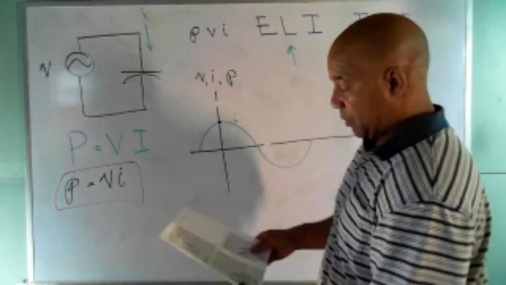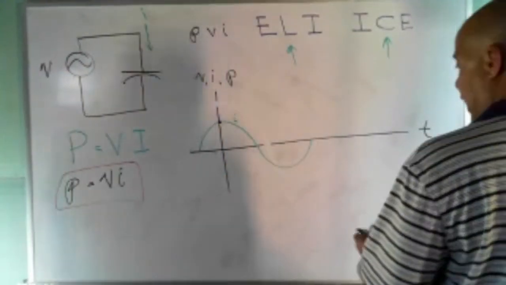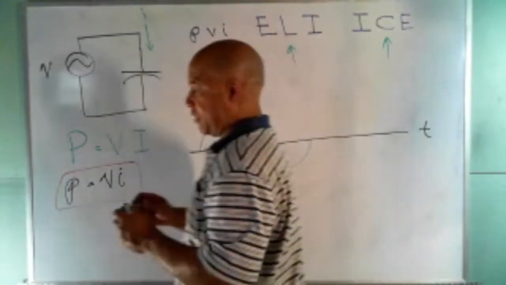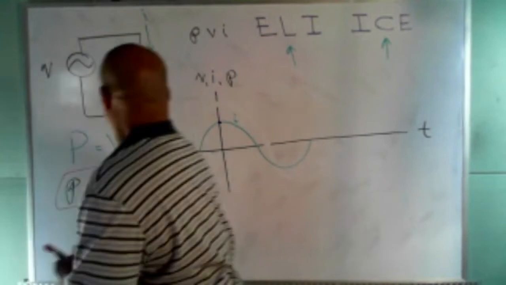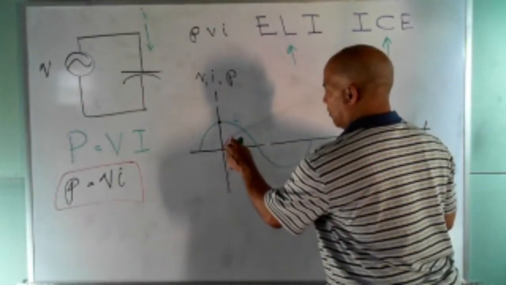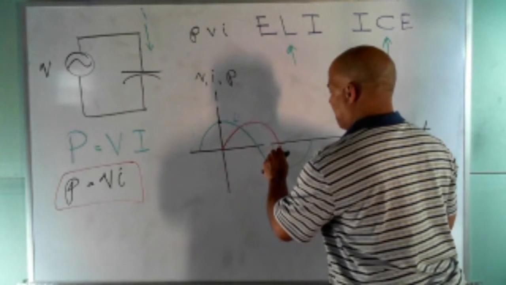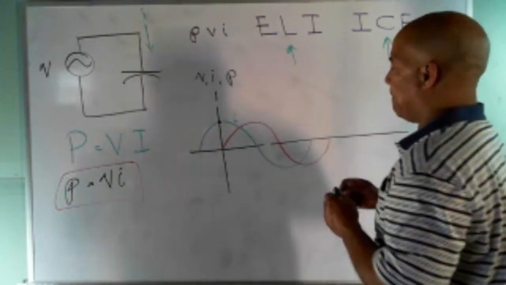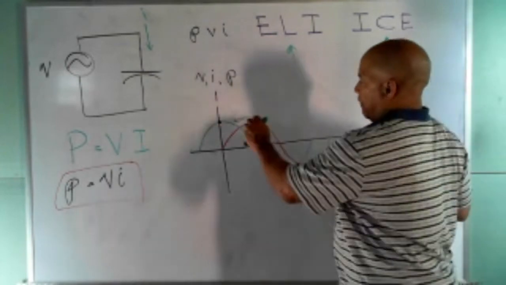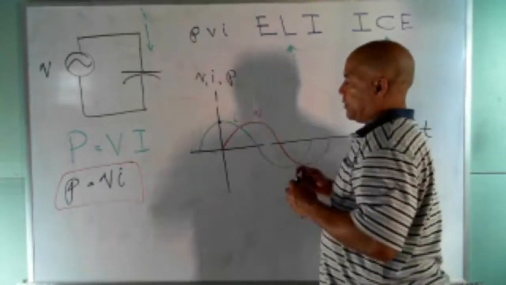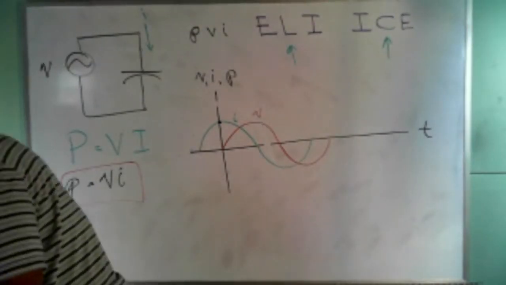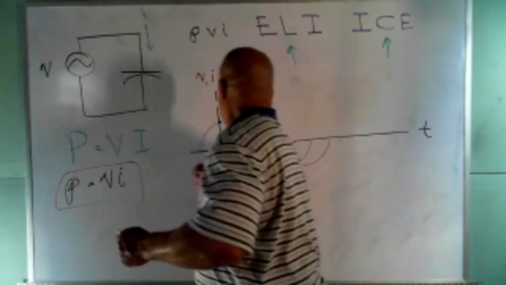So I'm going to attempt to draw what they have. They have the voltage. I guess I should use another color. So they have the voltage starting here. It comes up like that. And if you look at these numbers, now you look at the graph as I talk about this.